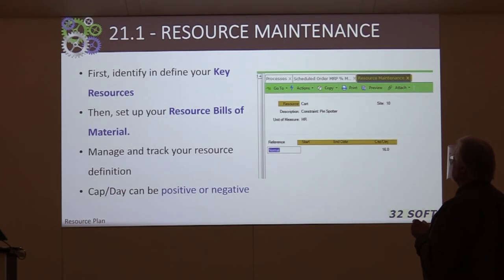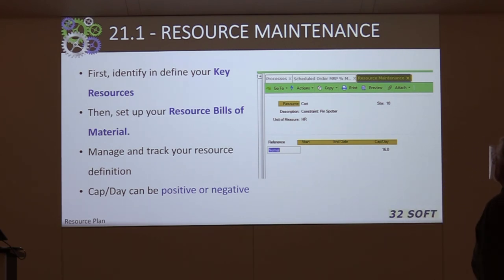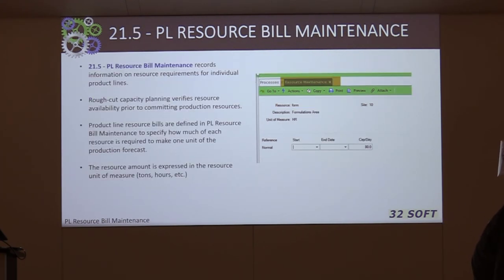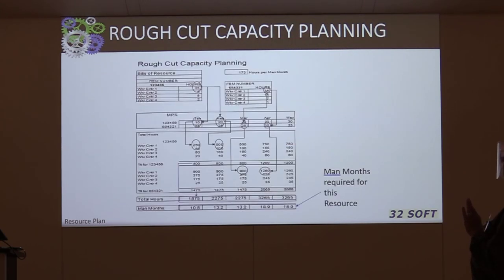Resource planning. The resource planning is basically APEX resource requirements planning and rough cut capacity planning built inside. So you can build resources, you define cash, facilities, whatever you want. Then you've got a product line resource bill that you can build at that level.